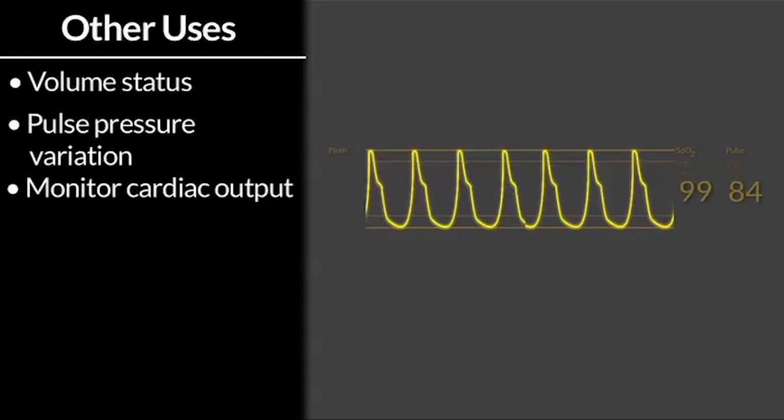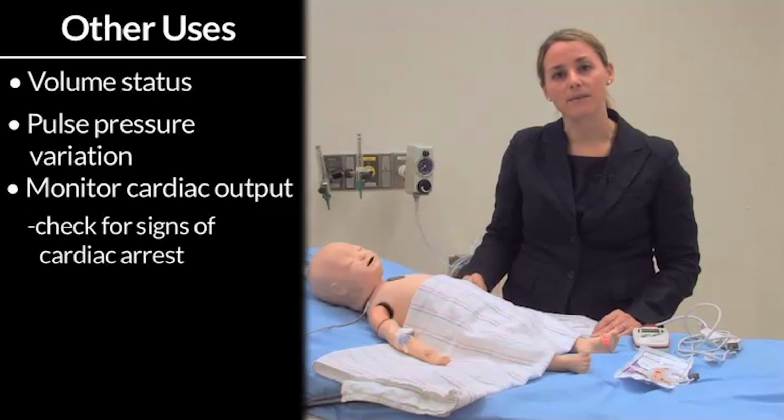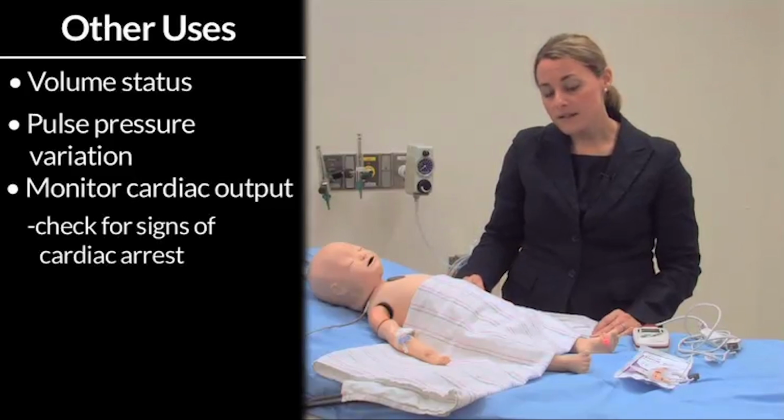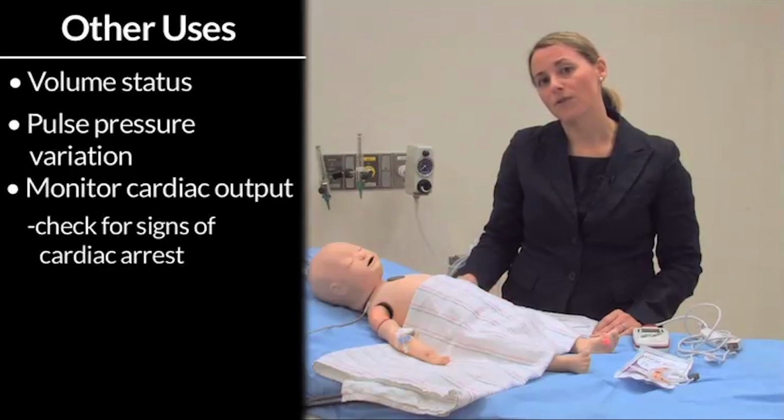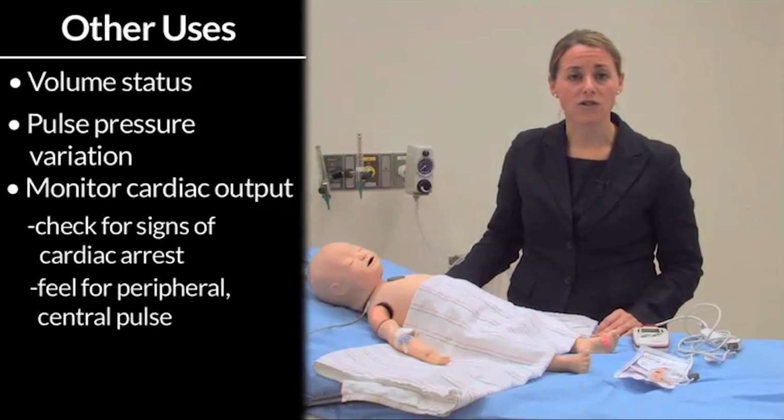Additionally, it can be a marker to look at cardiac output. If you have a patient that has a very nice pulse oximetry tracing, and all of a sudden the tracing is gone, you should make sure that you're checking the patient clinically for signs and symptoms of cardiac arrest, and you should make sure that you feel both for a peripheral and central pulse, as this could be one indicator that a patient has just become pulseless.